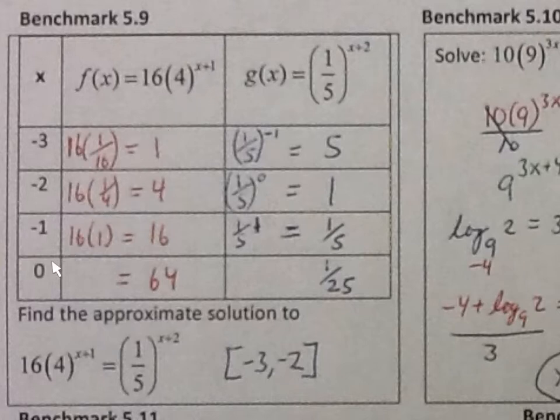And usually the 0 or something close to 0 is easiest, meaning if I start with 0 here, what's 0 plus 1? 1. What's 4 to the first? 4. What's 4 times 16? 64. Okay, now you could also do -1, because -1 plus 1 is 0. 4 to the 0 is 1. 16 times 1 is 16. That's where I got my 16 times 1.